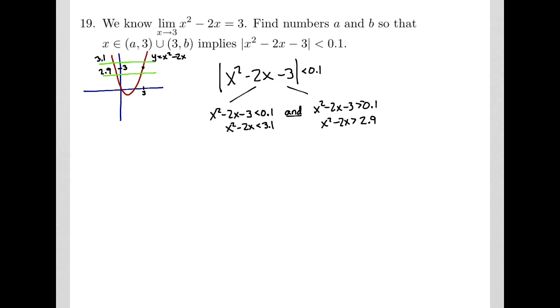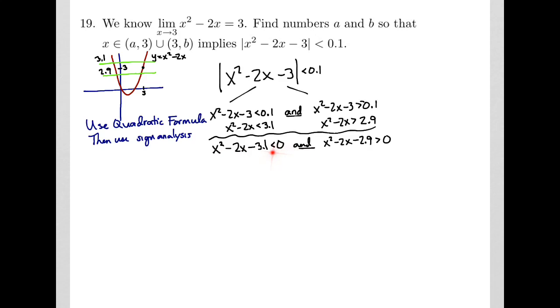Well, if I want to solve this, solving it with the number on the right-hand side is actually not useful. So what I really want to solve is I need to subtract the 0.1 to the other side. x squared minus 2x minus 3.1 is less than 0, and x squared minus 2x, and this time I add 0.1, so minus 2.9 is greater than 0. So those are the inequalities I need to solve, and in order to do that, I'm going to use the quadratic formula to find roots and then do sign analysis.